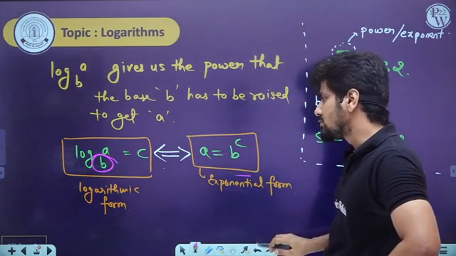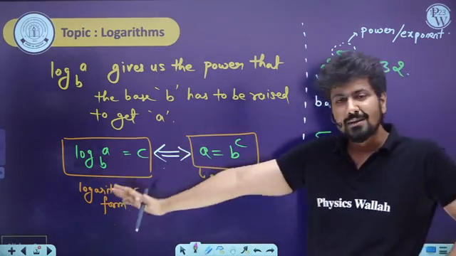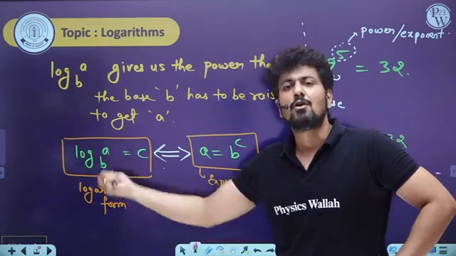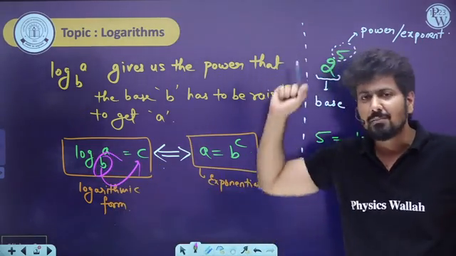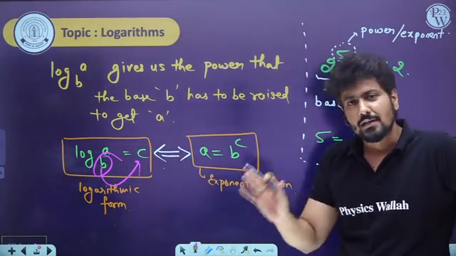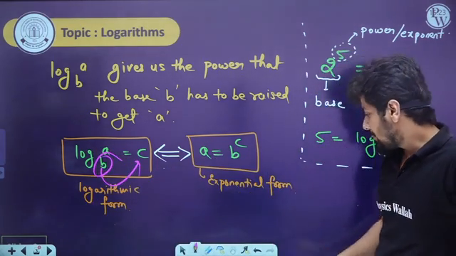This is the Bahubali method. If you want to convert the logarithmic statement into an exponential statement, just simply use this Bahubali method. Just simply send this b to the right hand side. It will become that Bahubali. It will raise this c on its shoulder, right? So b raised to the power c is equal to a. Are we clear about that?